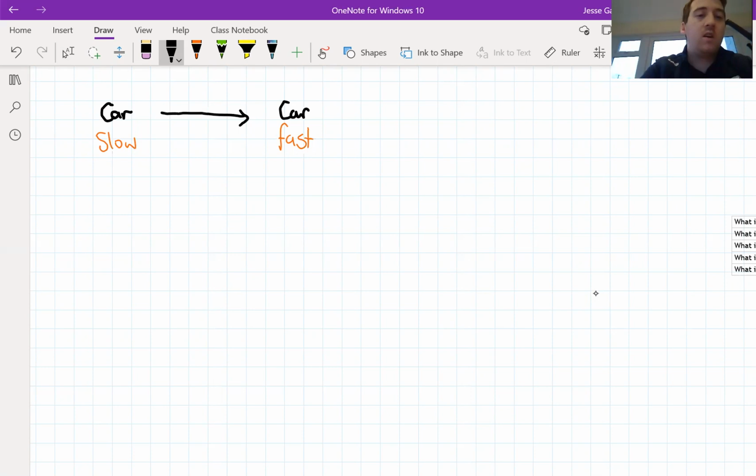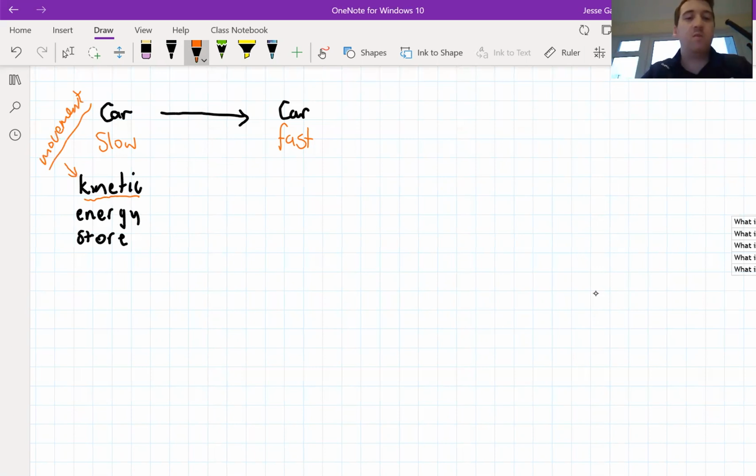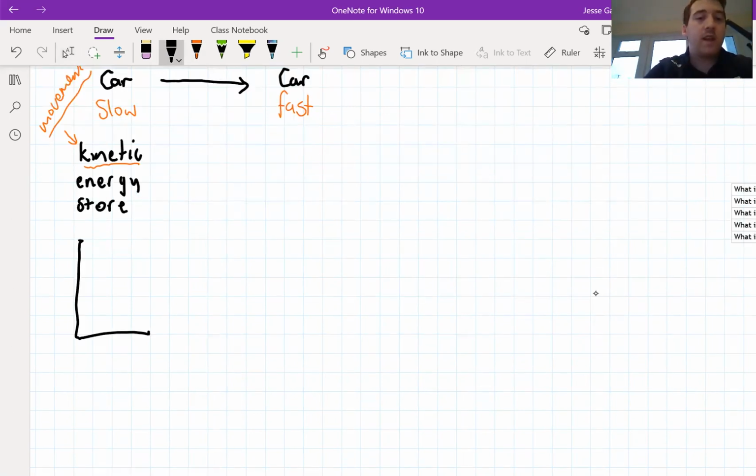When we talk about the kinetic energy store, kinetic, this word, kinetic, means moving, movement. So kinetic means movement. So kinetic energy store is energy involved in movement. Now, when the car is going slow, we can again represent it by just drawing a box. When the car is going slow, there's a small amount of energy in it. Again, it's not empty because the car is still moving. So there's some energy in there.